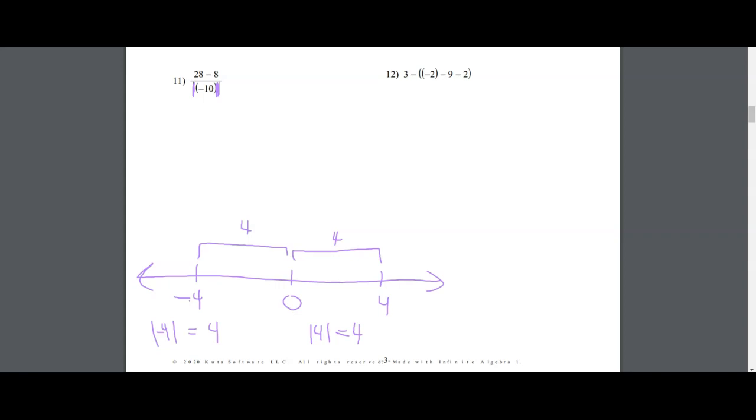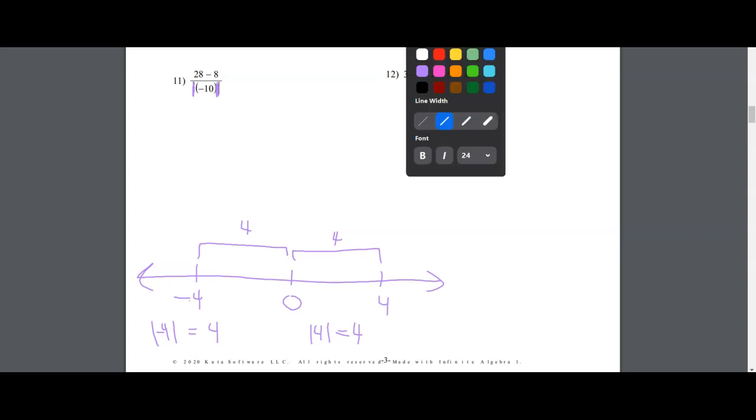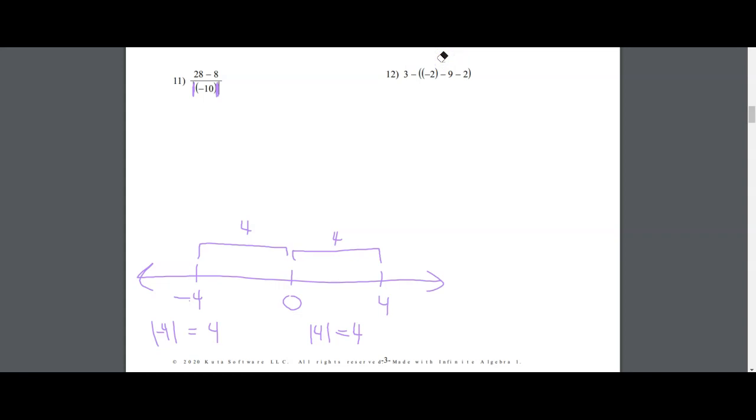Okay, so for number 11, I don't have to get rid of that. Whenever we have a fraction, remember I said you can put parentheses around your numerator and around your denominator. The denominator already has parentheses inside of the absolute value, so we can leave it. If I simplify my numerator, 28 minus 8 is 20. The absolute value of negative 10 is positive 10. We just make it positive. And 20 divided by 10 is 2.